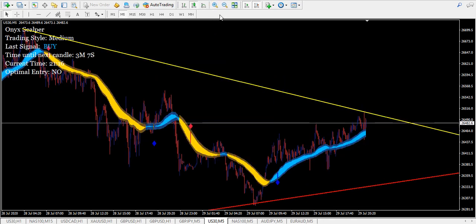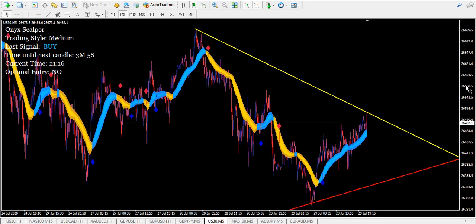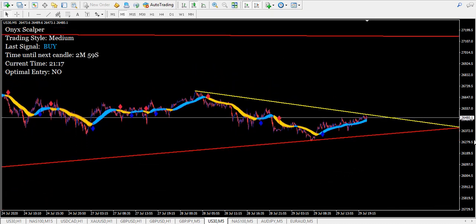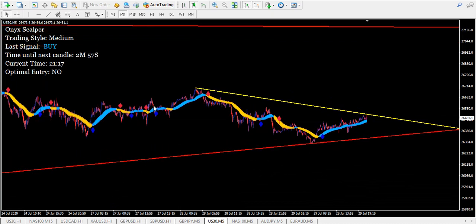So you're going to draw another trend line, guys. Remember what I said. We need to either see a range, or we need to see a trend line breakout in order for us to take the trade. So this is very easy, right? This is no magic. You just draw trend lines. You look at what the Onyx scalper is telling you. The last signal that you got was a buy, which was a buy entry right there. You buy when there's this little dot there. You sell when there's that dot there on the yellow band.